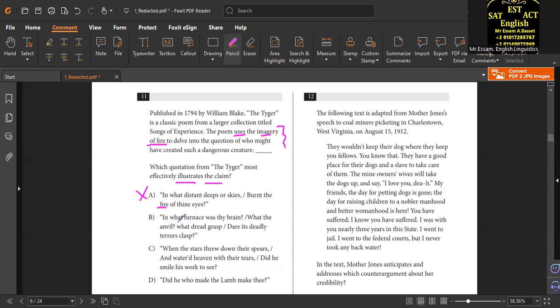Look for letter B. "In what furnace was they?" And "they" here means just like your brain, for all the English, you know. "What anvil?" More about the imagery. "What dread grasp? Its deadly terrors." Look, we have a lot of details about the imagery of this fire. This means it could be strong. But wait, "when the stars threw down their spears", they don't have any information about the imagery of fire.